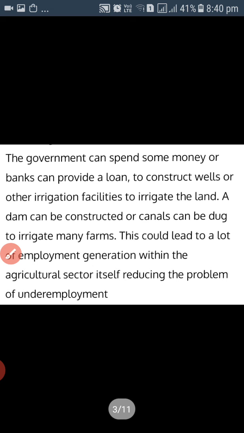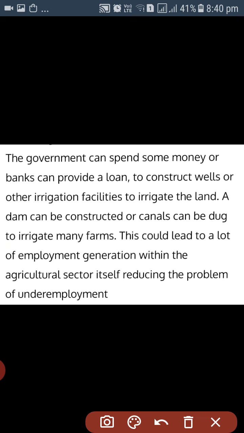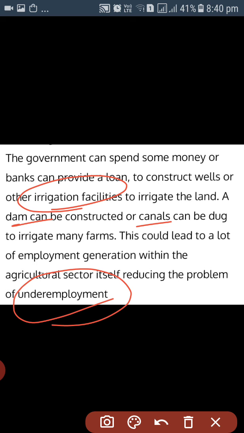The government can provide easy loans to these farmers through the banks to construct wells or irrigation facilities. Dams or canals can also be created for proper irrigation. This can increase employment and reduce the problem of underemployment.